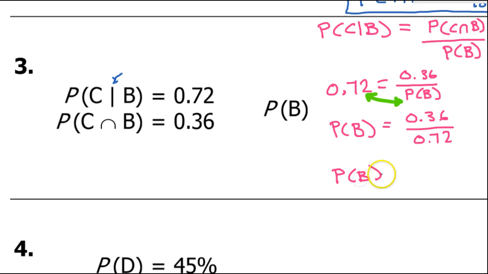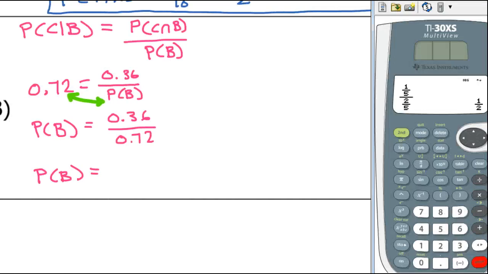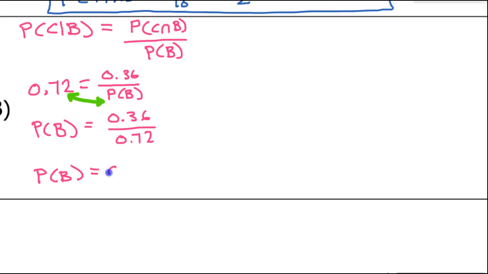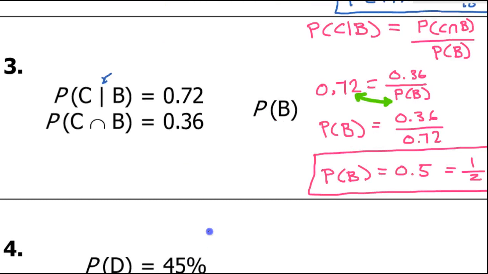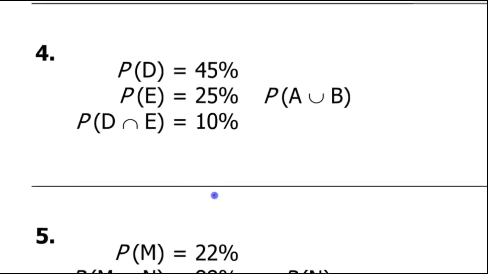So that means the probability of B is equal to, and I'm going to need to put this in my calculator. I have to slide this over to make space for my calculator. So I'm going to have 0.36 divided by 0.72. Okay, so that's 0.5, which of course is the same thing as 1/2, which is also the same thing as 50%. So there it is in all of its forms. Okay, that was problem number 3. Let's move on to problem number 4.